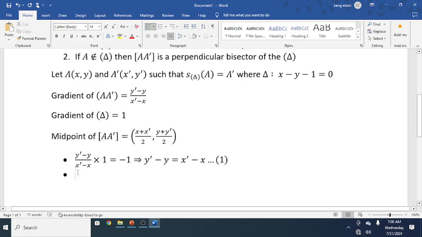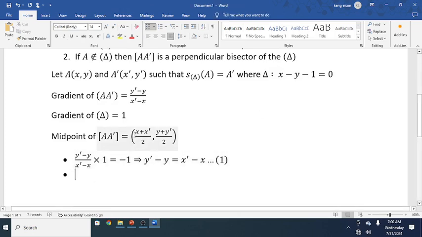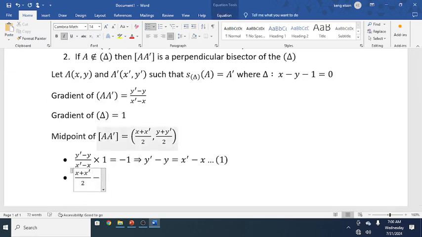If this midpoint should belong to the axis, it means that the x coordinate of the midpoint minus the y coordinate minus 1 is equal to 0. So the x coordinate is just x plus x prime divided by 2. So I have x plus x prime divided by 2 minus the y coordinate.